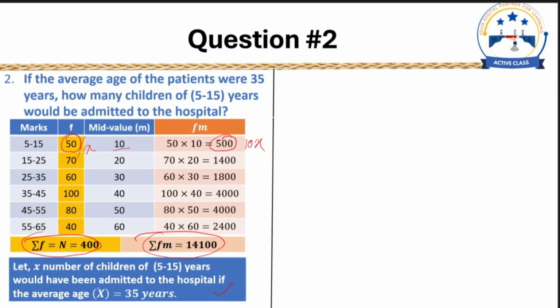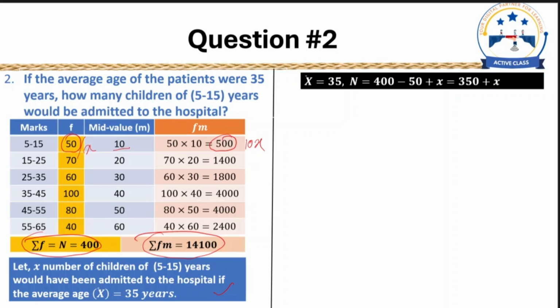Good. So what happens over here is summation N, initially it was 400, and this 400 covers this 50. And what we are considering is there is no 50, but in place of 50 there is x, which means you need to subtract this 50 from 400 and add the x. You removed 50 and you added x. So 400 minus 50 is 350 plus x remains the same. Am I clear? Okay.